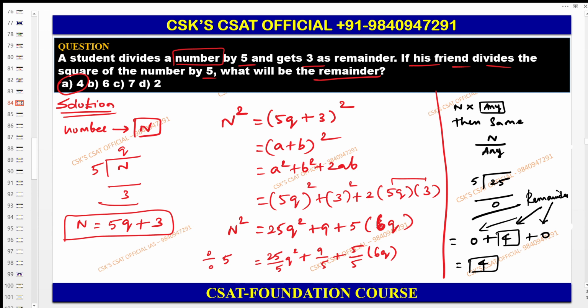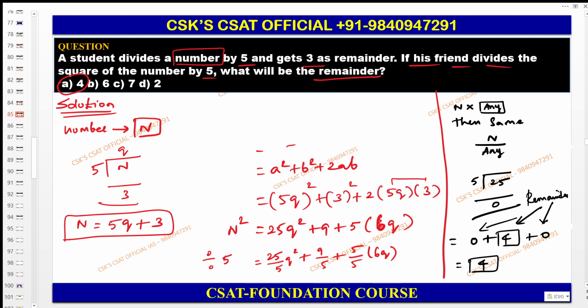Those who are not able to get this thing, you do not have to see the (a + b) whole square formula. Please mute and listen. I will tell you the alternate, simplest method.